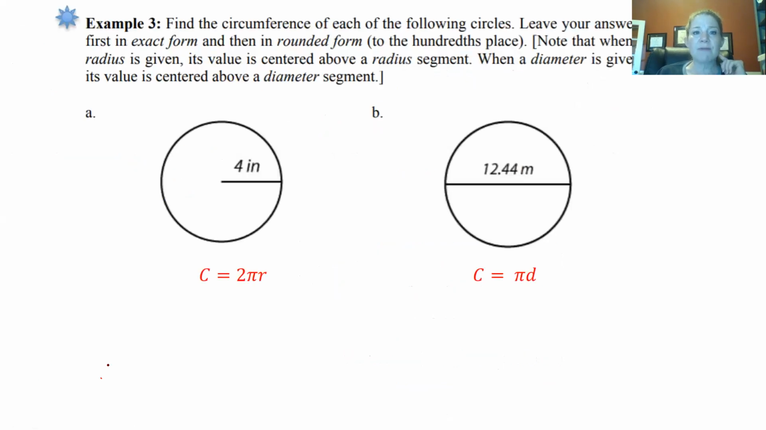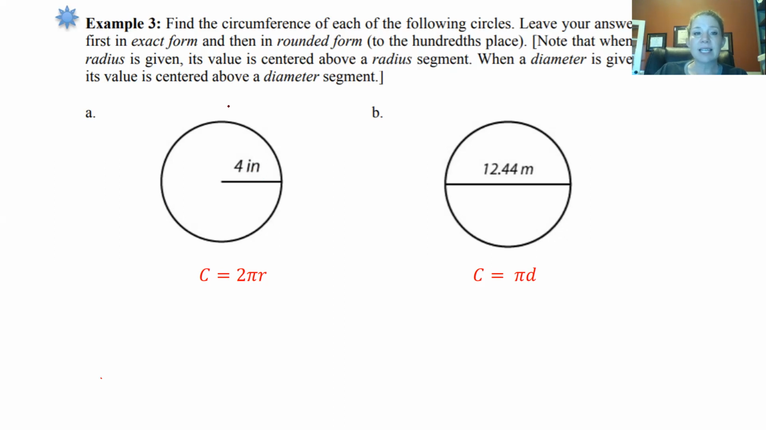All right, so find the circumference for each of the following circles. Leave your answer in exact form first, and then in rounded form to the hundredths place. Note that when a radius is given, its value is centered above a radius segment. When the diameter is given, its value is centered above a diameter segment. So that just means since this line is solid, 12.44 is the diameter. Since this is half a line, or the line goes halfway across the circle, obviously this is the radius, okay?